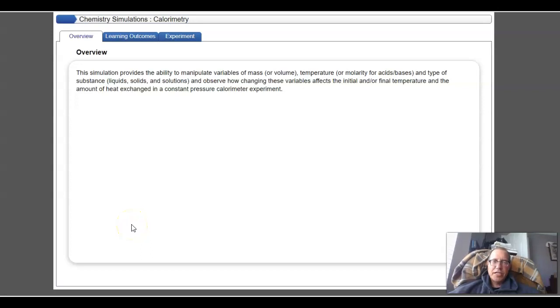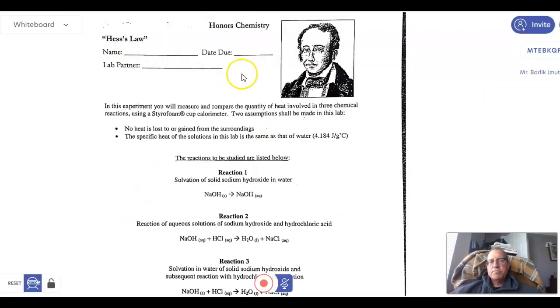Okay, hello everybody. Today we're going to do a lab, the Hess's Law lab. We worked on the net ionic equations yesterday and we'll be using them with this lab too. I've also attached this Hess's Law lab, and we'll be going through it. We're going to follow the same instructions and act as if we actually do have these styrofoam cup calorimeters.